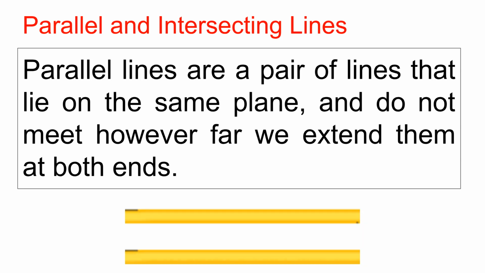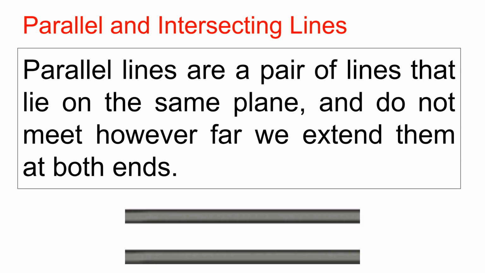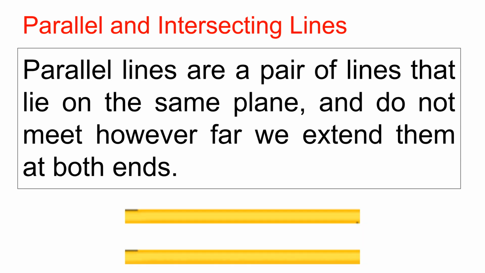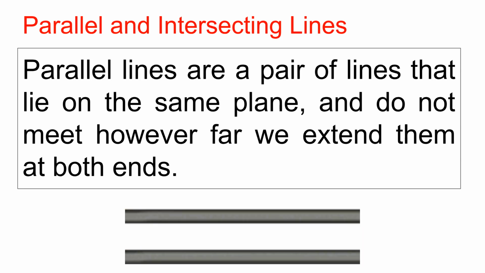Parallel lines are a pair of lines that lie on the same plane and do not meet however far we extend them at both ends. Parallel lines are often used in artwork and shading.